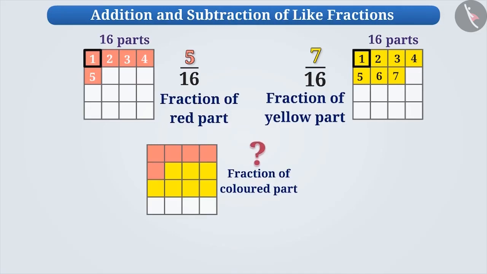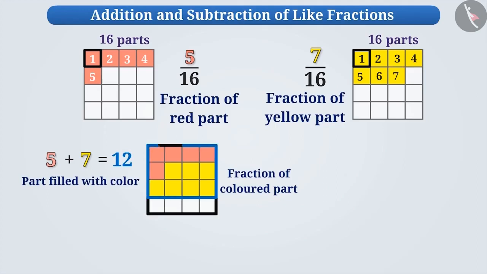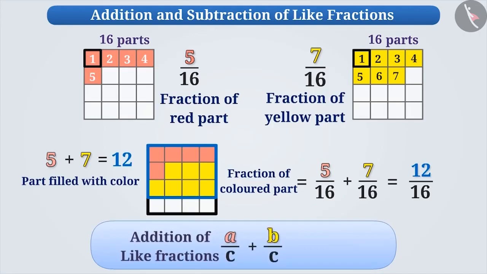Since the size of all parts is equal, we can find the number of colored parts by adding the red colored parts and yellow colored parts. That is, we have to add the numerators of both fractions. Therefore, adding 5 parts and 7 parts gives the answer 12. That means we can say that 12 out of 16 parts are filled with color. So, the fraction of the colored part is 12 by 16. Thus, we can clearly say that 5 by 16 plus 7 by 16 is equal to 12 by 16.